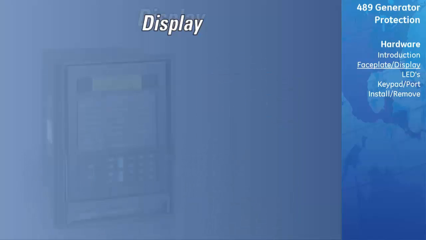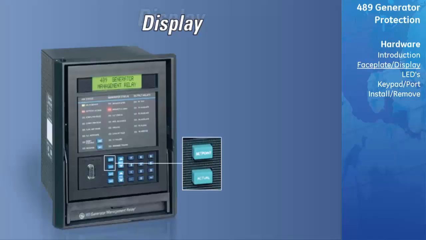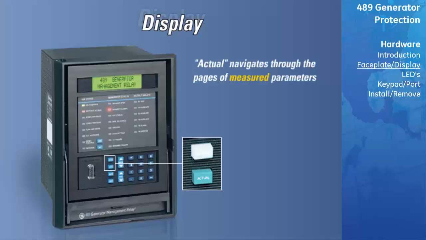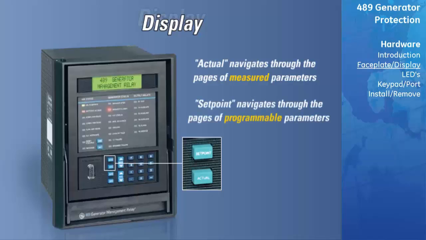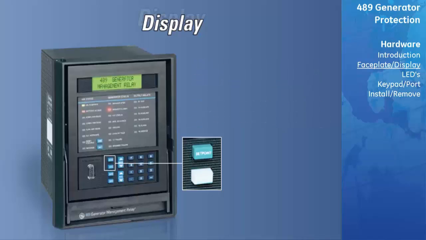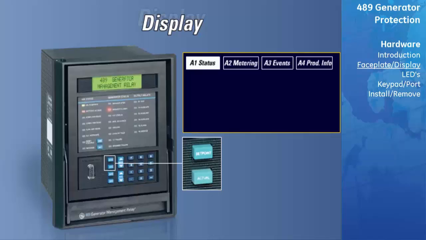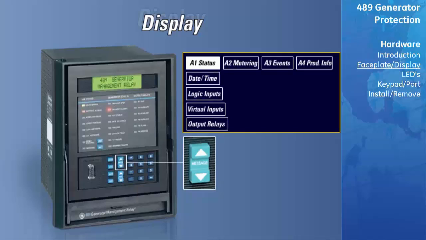The Basic display uses separate set point and actual keys to enter the main headings. The actual key is used to navigate through the headers of pages of measured parameters, while the set point key is used to navigate through the headers of pages of programmable parameters. The actual key will enter a different actual value heading each time it is pressed. Once you have entered the actual value heading you want to view, the message up and down keys may be used to navigate through the subgroups. The functionality of the remaining keys remains the same as the enhanced display.